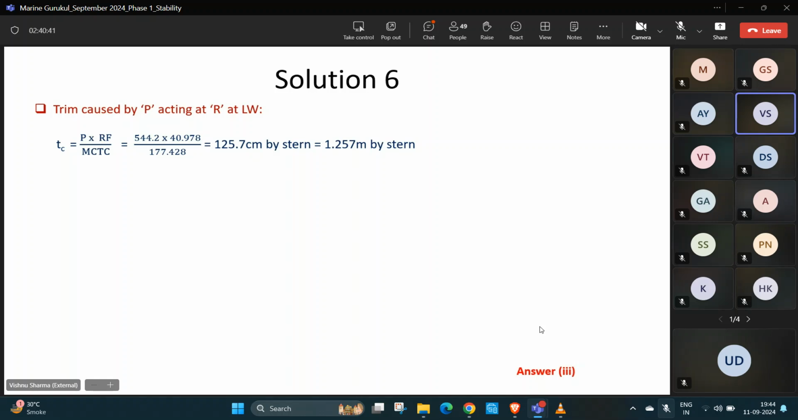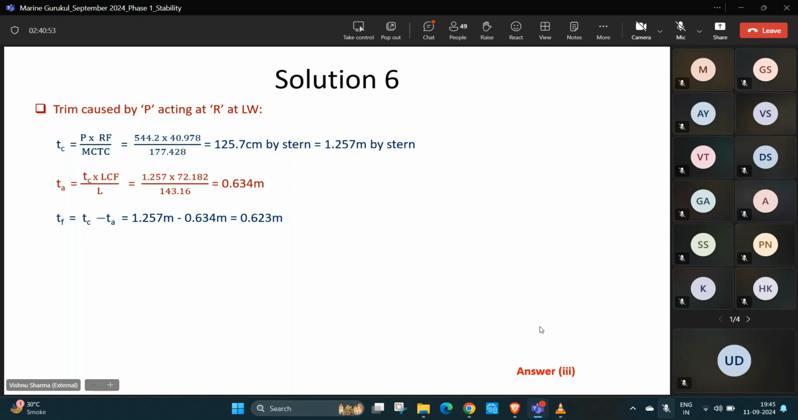Split it into TA and TF using the LCF. TA will be 0.634 meters and TF will be 0.623 meters. Once you get it, please let me know. Yes or no? Yes, sir. Okay.